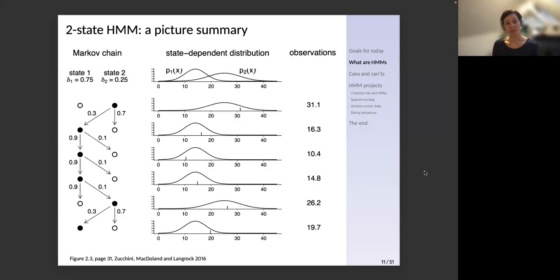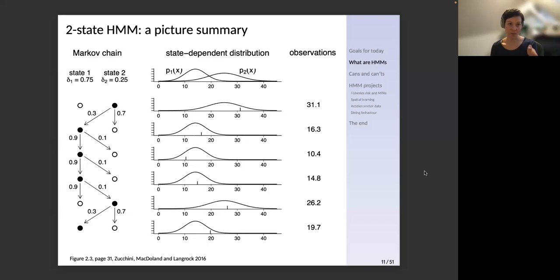So this is a slightly different way of thinking about it, and this includes all of the parts of an HMM. So let's start on the left-hand side. So we have a Markov chain, and we have 2 states, and the delta 1 and delta 2 tells you how much time the process spends in each state. So here we have a process that spends most of its time in state 1, so 0.75. So these 2 things need to add up to 1. So in this case, we have a process that's spending 75% of its time in state 1, and 25% of its time in state 2.